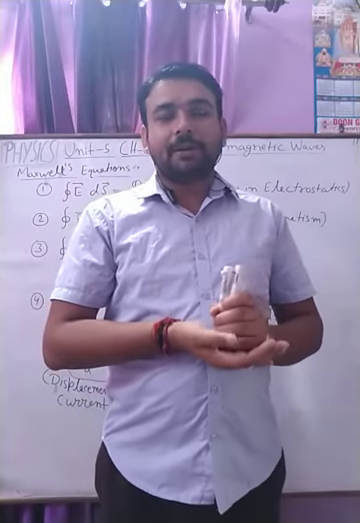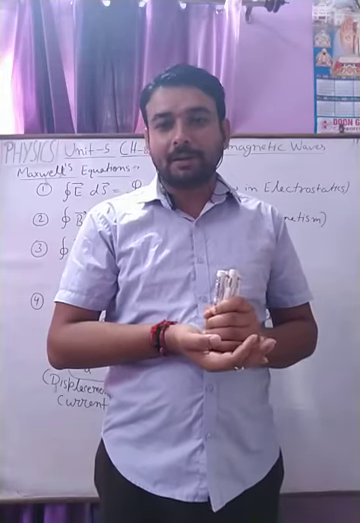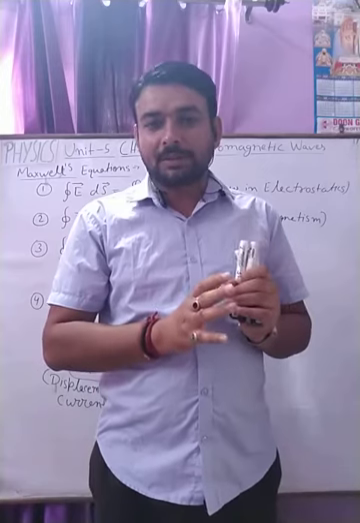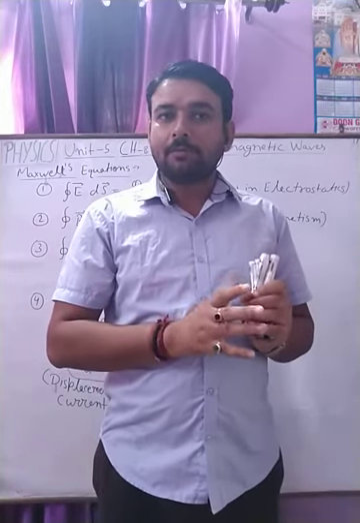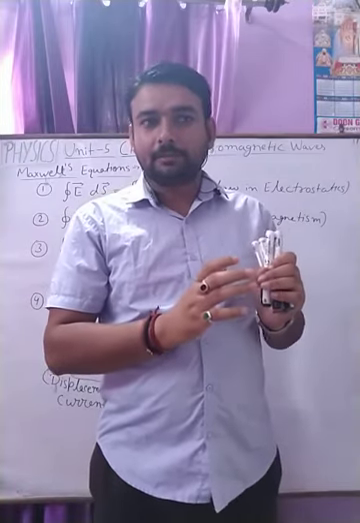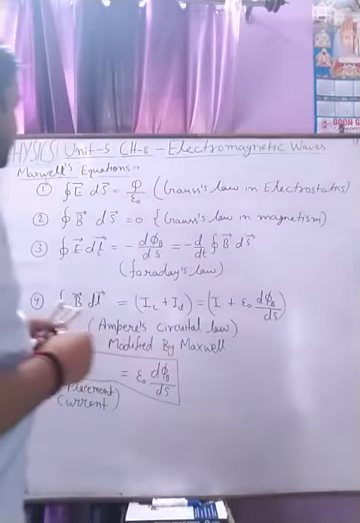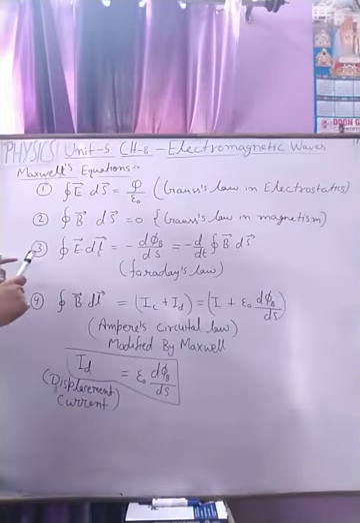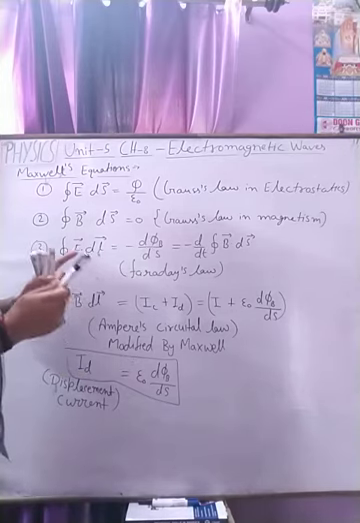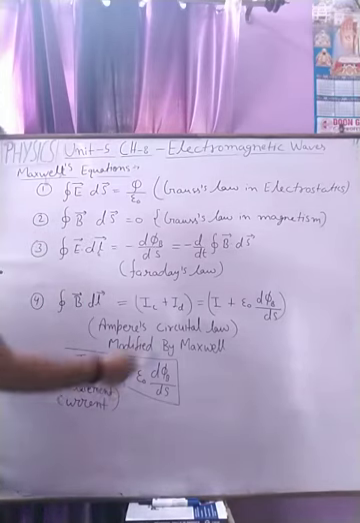In this unit you have deleted a very important portion, that is displacement current, which is not part of the syllabus. So we discuss first an ideal introduction of Maxwell equations. Maxwell combined all the knowledge about the electric and magnetic field in four equations.